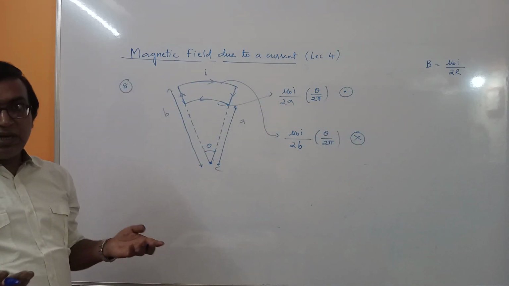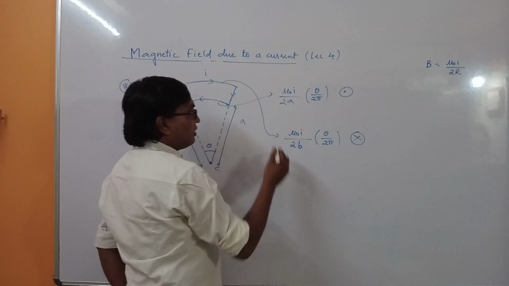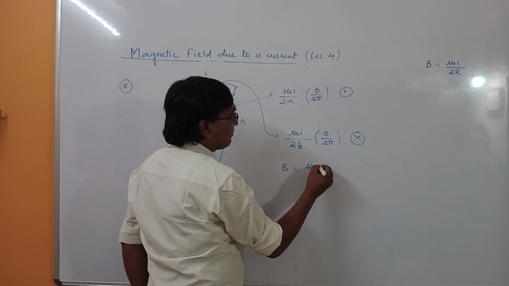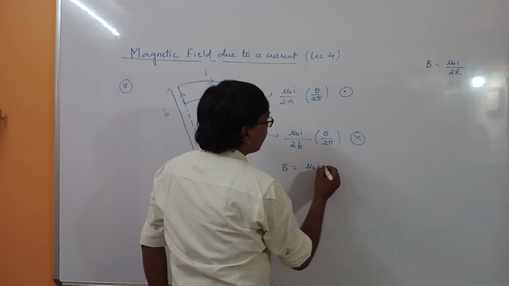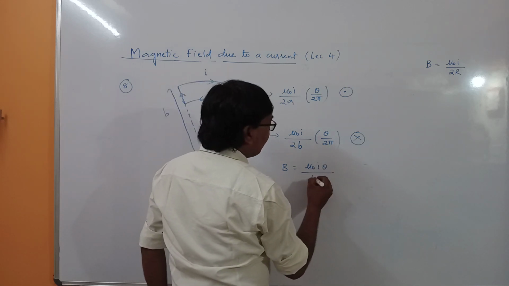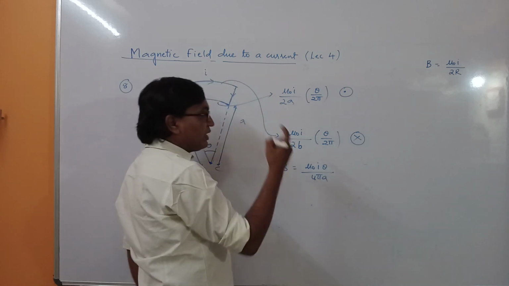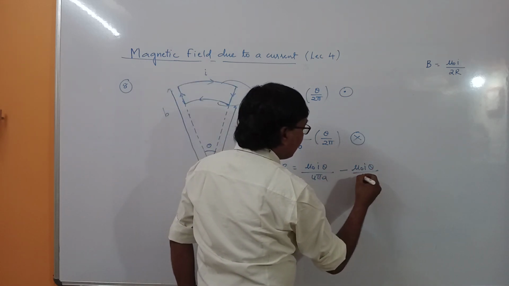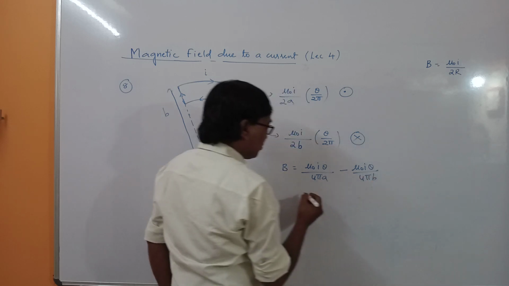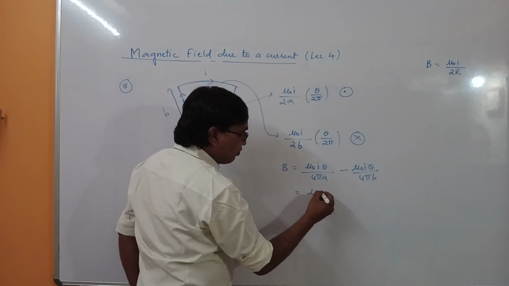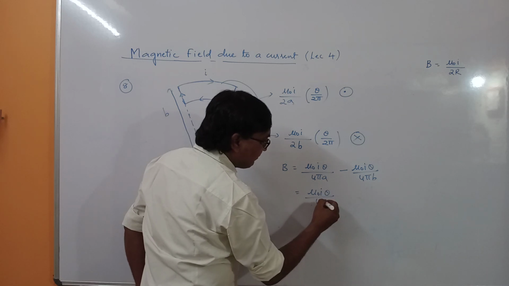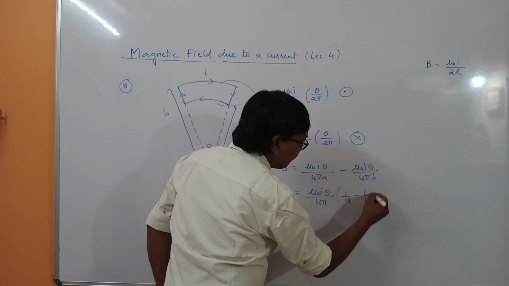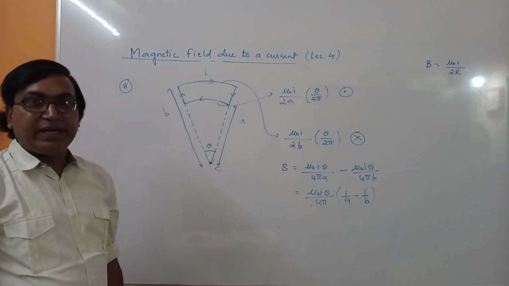Now let us take the outward direction as positive. Then we write the magnetic field equal to mu naught I theta by 4 pi a, which is outward, minus mu naught I theta by 4 pi b. So this will be equal to mu naught I theta by 4 pi into 1 by a minus 1 by b. So this is the magnetic field.